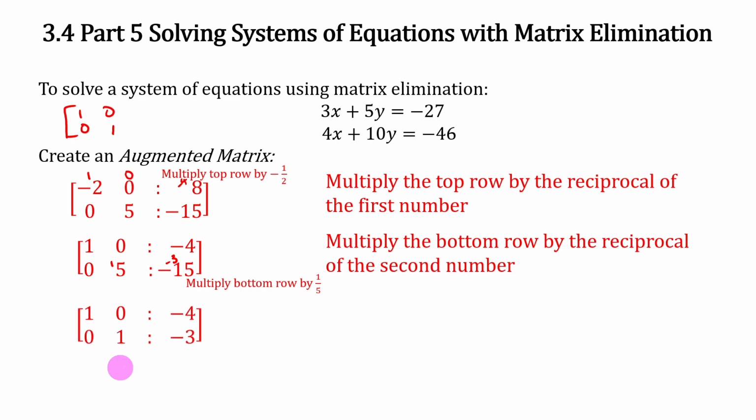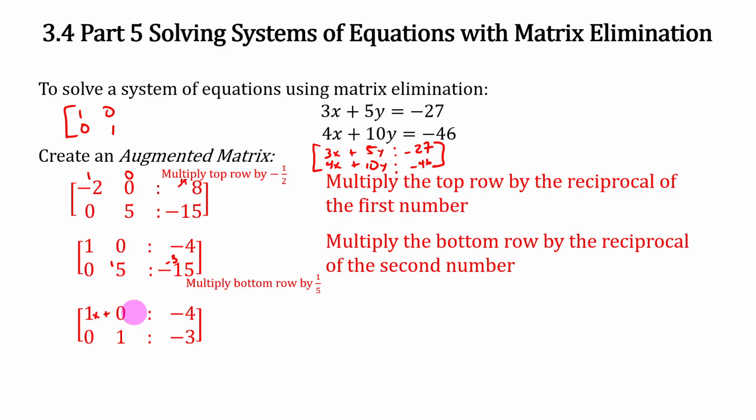And so now we get what we wanted, and what this means is, going back to our original thing, it was 3, 4, 5, 10, -27, -46. Well, these were the x's, these were the y's, equal that. So think about it this way.